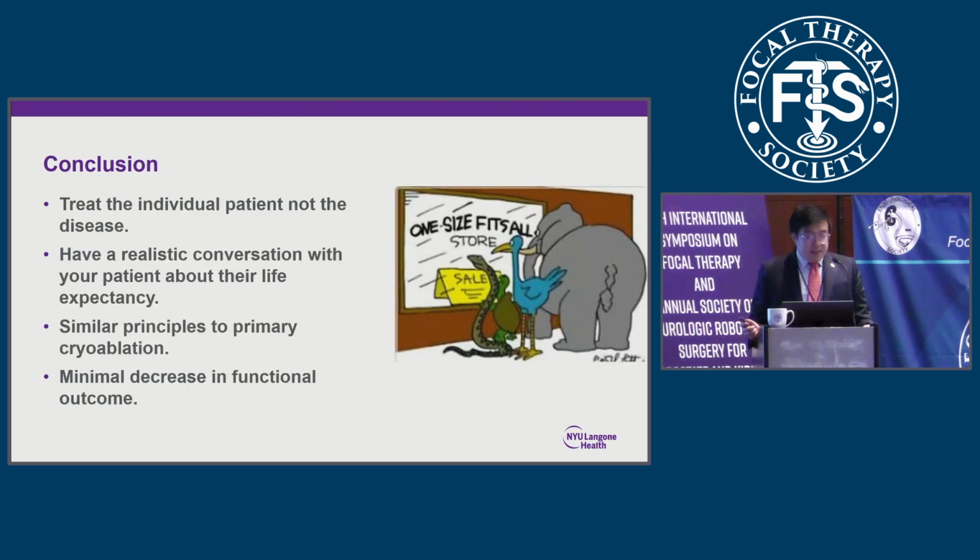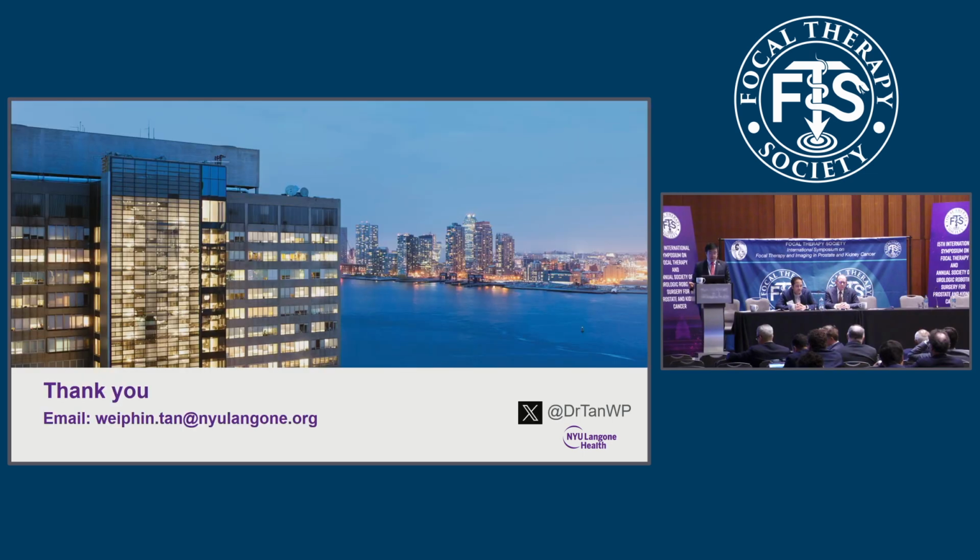So at the end of the day, I think that we need to treat the individual patient, not the disease. We need to have a realistic conversation about life expectancy following focal therapy. At the end of the day, most of us believe that focal therapy is to de-escalate their disease so that they are now candidates for active surveillance. So we should always determine how long they're going to live. I know we had a heated discussion yesterday at one of the sessions in terms of life expectancy and focal therapy. Most of the principles are similar to primary focal therapy, and at the end of the day, there's minimal decrease in functional outcome following the second focal therapy.